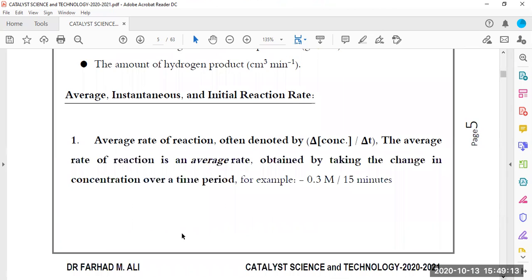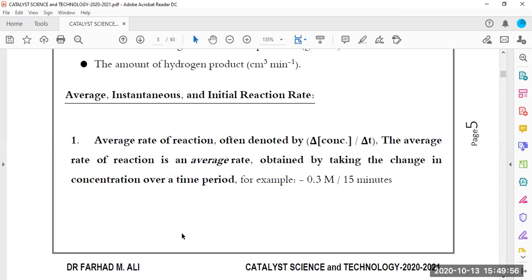As we said, we have three types of rate. One is called average, one is called instantaneous, and one is called initial reaction rate. We will go through each one briefly. So average rate of reaction is often denoted by delta concentration divided by delta T, time. The average rate of reaction is an average rate. It's not the rate at a certain moment, it gives you the average rate for the whole time, starting from zero time until the reaction is complete.